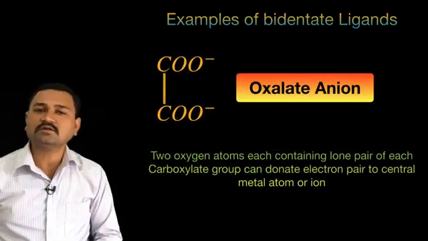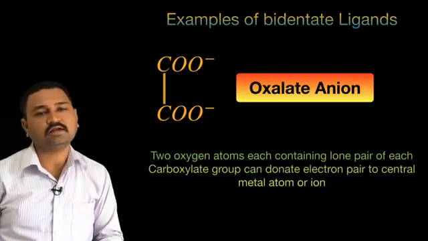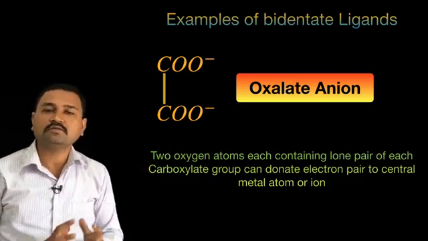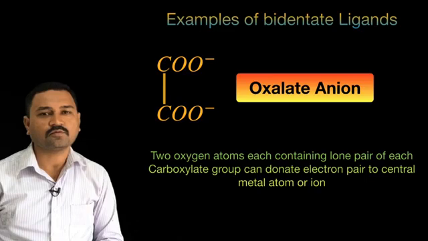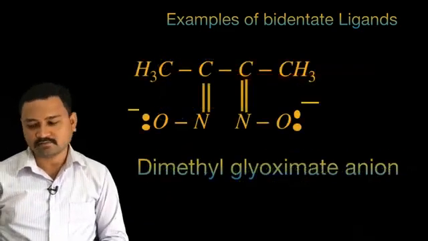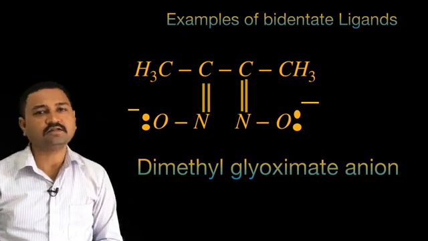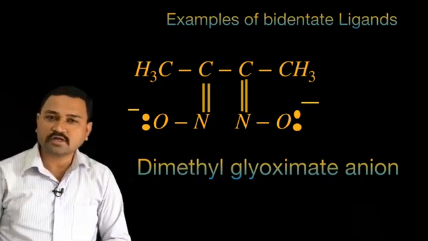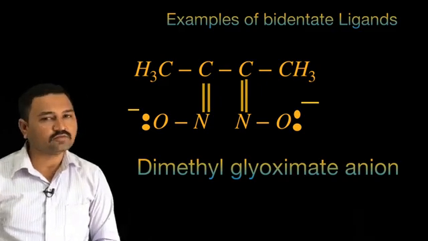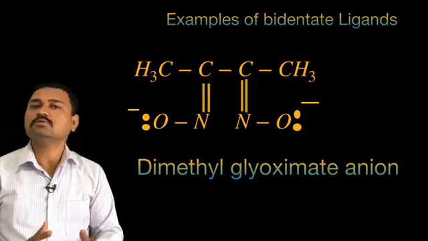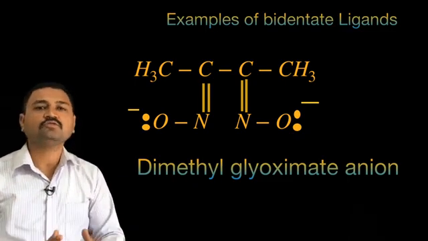Now the second example is the oxalate anion. Here the two oxygen atoms contain excess lone pairs of electrons, so it can also act as a bidentate ligand. The next example is dimethyl glyoxime. Here also the two donor atoms, each containing a lone pair of electrons, act as a bidentate ligand. So these are the different examples that you must remember.